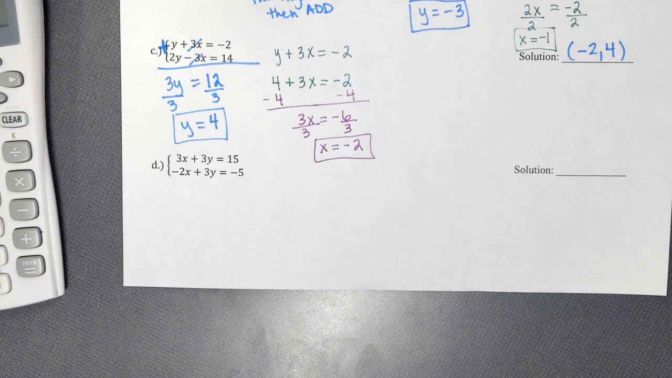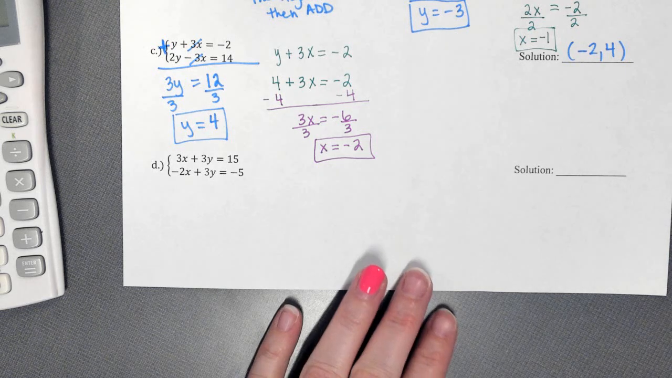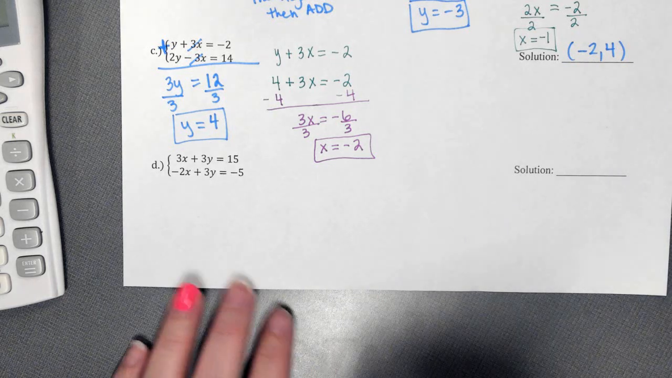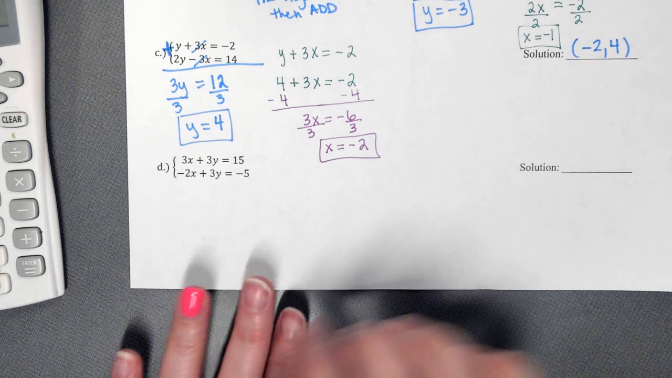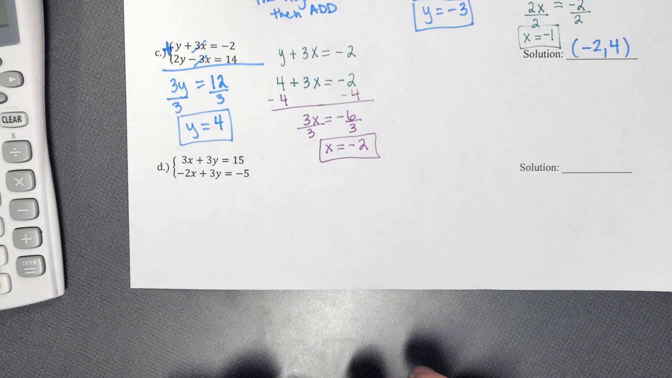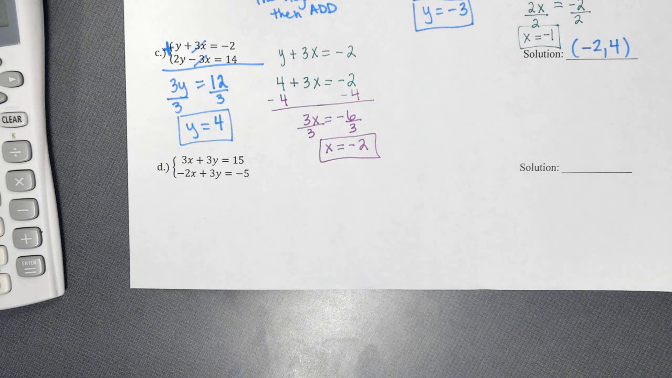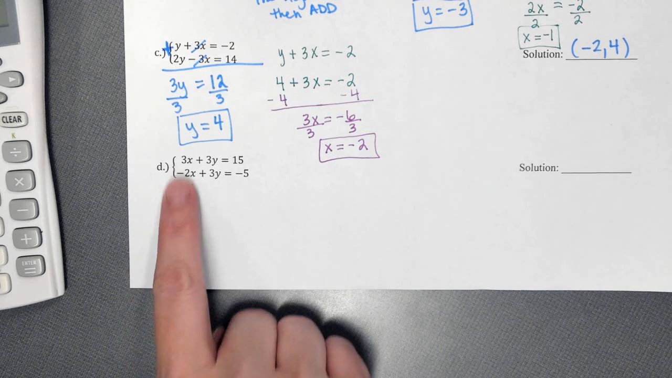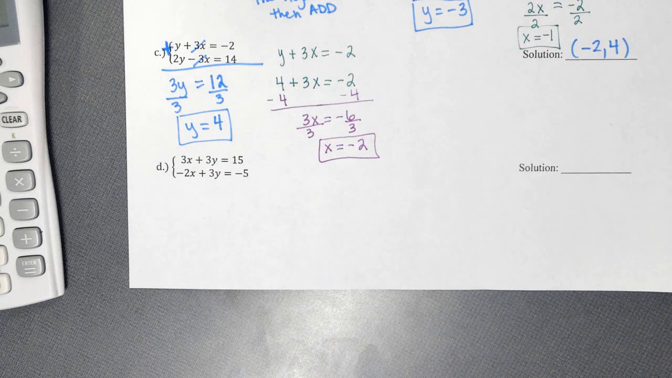Okay, we'll do one more together and then we'll do some groups, okay? All right, so for part D, when you're deciding whether you add or subtract, can anybody tell me what you're looking for in terms of the numbers?